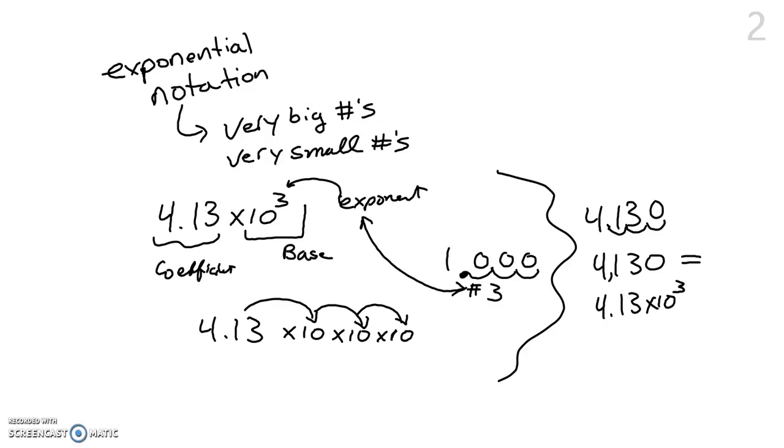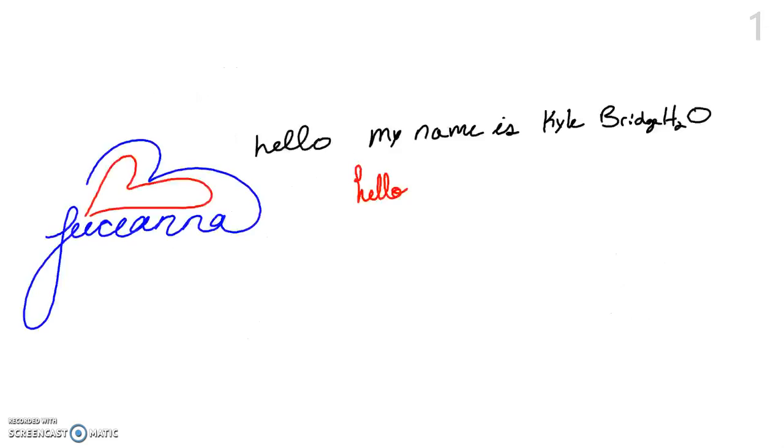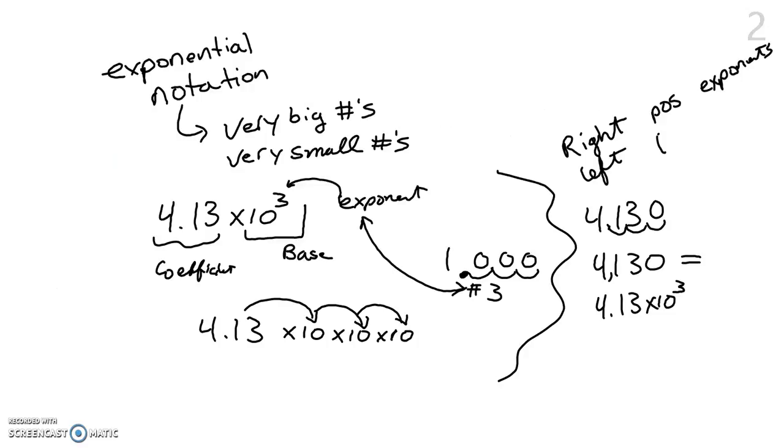Now notice this is a comma and this is a period. The decimal is used to tell us how many times we multiplied by 10. Now, if we are going to the right, that is for positive exponents, and the left would be for negative exponents.